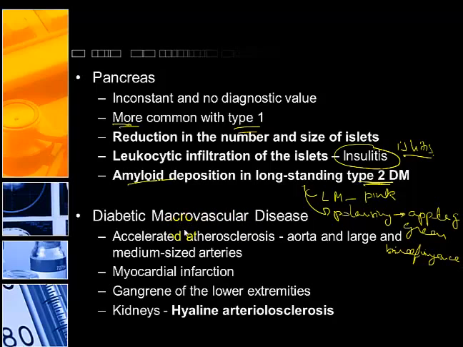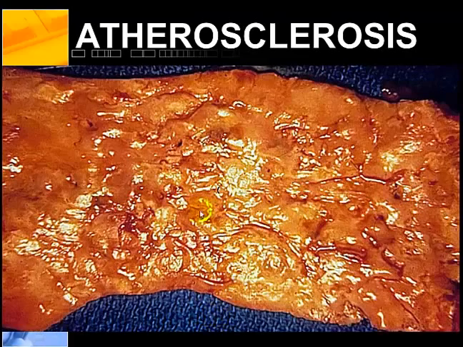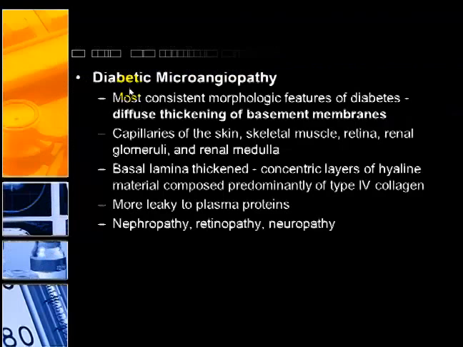In diabetic macrovascular disease, it is going to cause atherosclerosis, which is going to affect the aorta, large and medium-sized arteries. It is going to affect the coronary arteries and will lead to myocardial infarction. It will cause atherosclerosis of the vessels of the lower extremities and may lead to gangrene. In the kidneys, it may lead to hyaline arteriolosclerosis. So this is what atherosclerosis may look like.